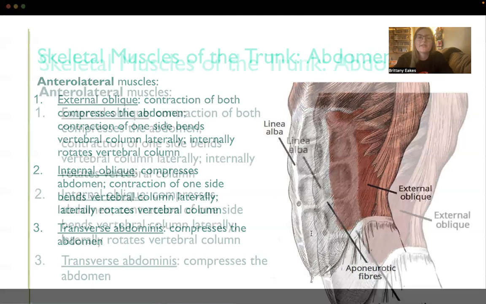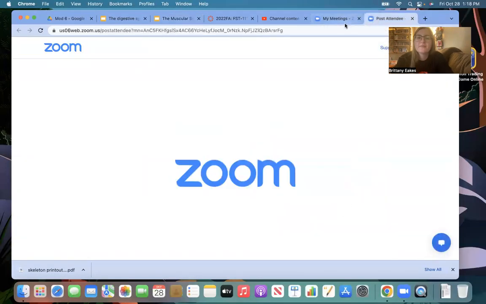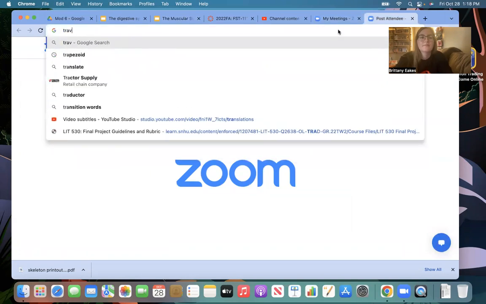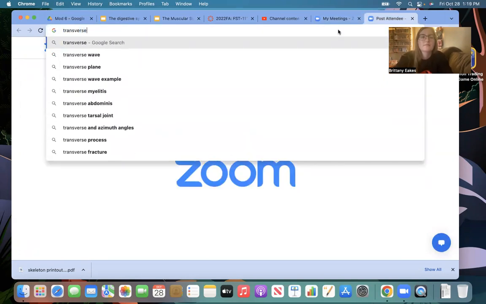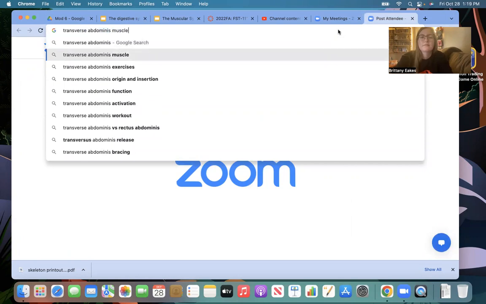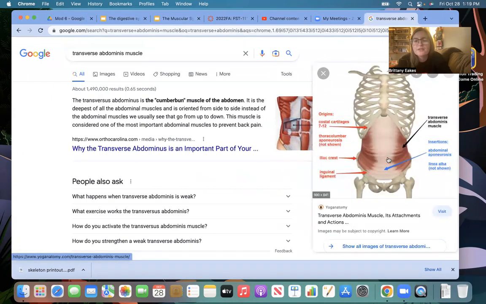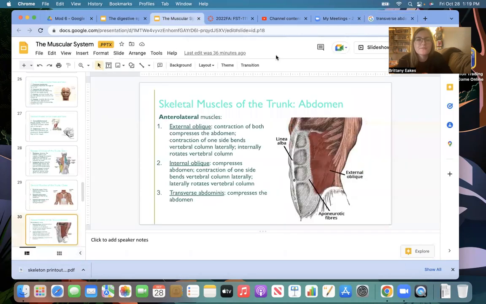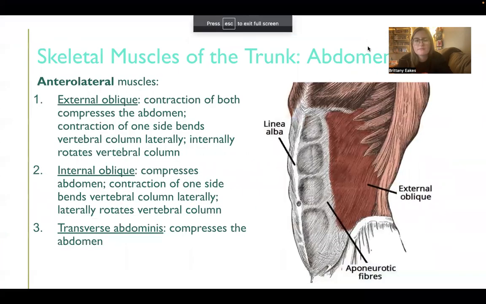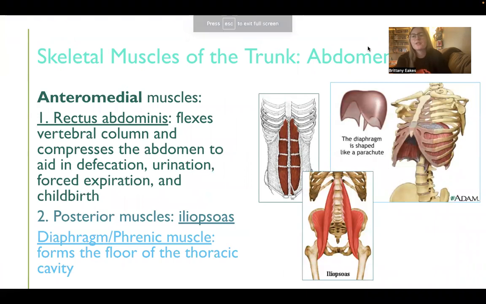Doesn't look like I have a picture of that one, so let's look it up. So the transverse abdominis muscle. So it's the deepest of all those abdominal muscles and goes from side to side, so transverse. So those were anterolateral to the side abdominal muscles.